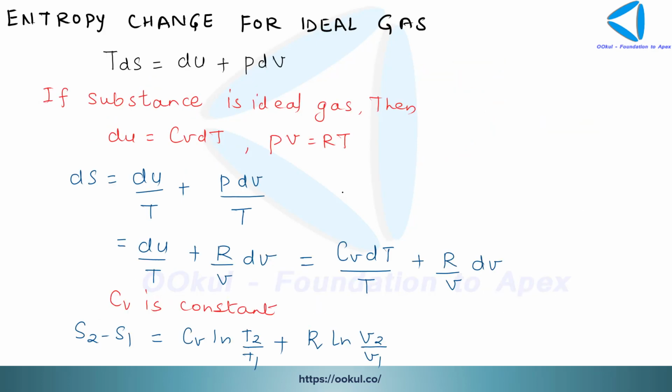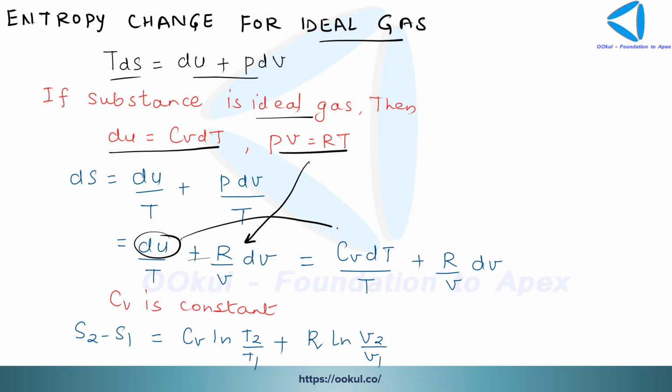Then we see the entropy change for an ideal gas. Taking the first TdS equation, TdS equal to dU plus pdV. If the substance is an ideal gas, then dU equal to Cv dT, and the ideal gas equation is pV equal to RT. Taking this T down, we get dS equal to dU by T plus pdV by T. In place of P by T, we can write R by V, and in place of dU we write Cv dT. So Cv dT by T plus R by V dV.